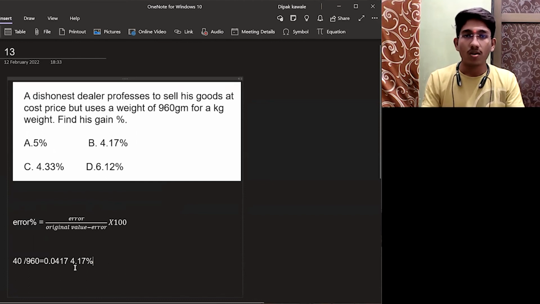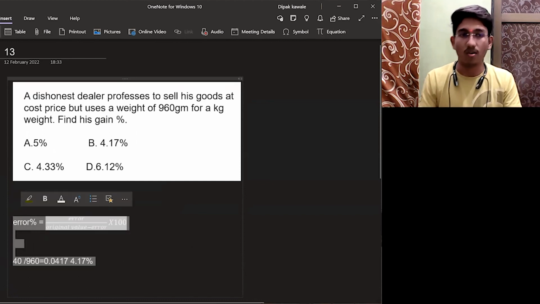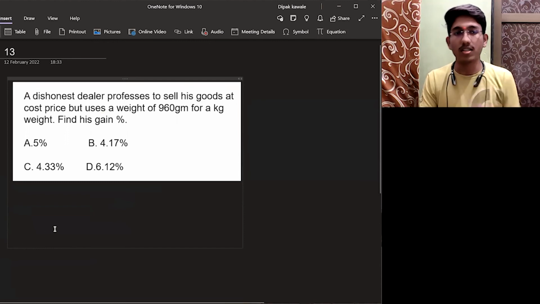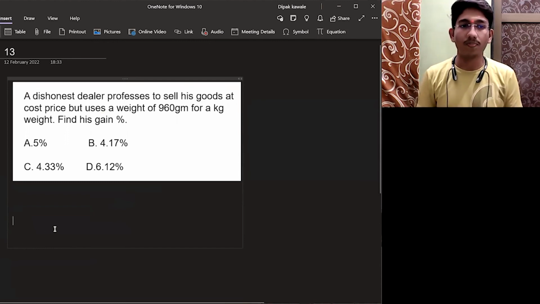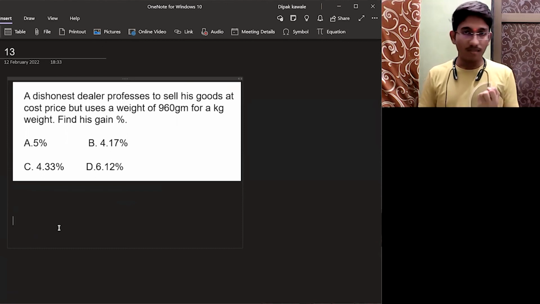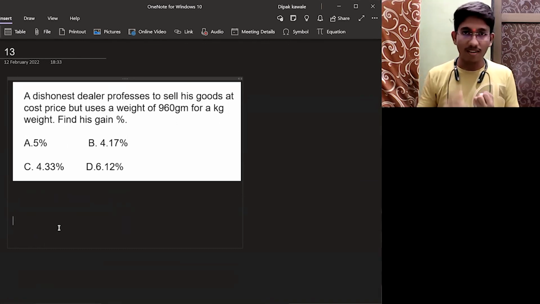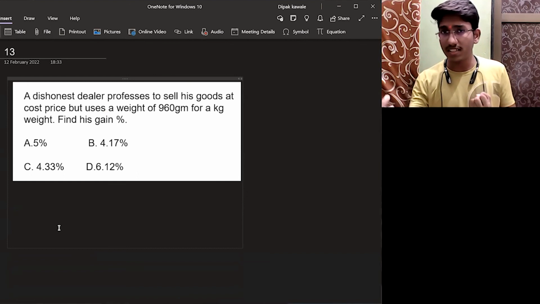You got the answer. But sir, this is not the optimized way of solving. Okay, this is how 99% people solve, but we will not solve in this way. We will solve in such a way, say that in the question it is given 960 gram for a kg. Sir, I am buying 1000 gram. Look at me, I am buying 1000 gram and I am selling 960 gram. I will repeat. I am buying 1000 gram and I am selling 960 grams.